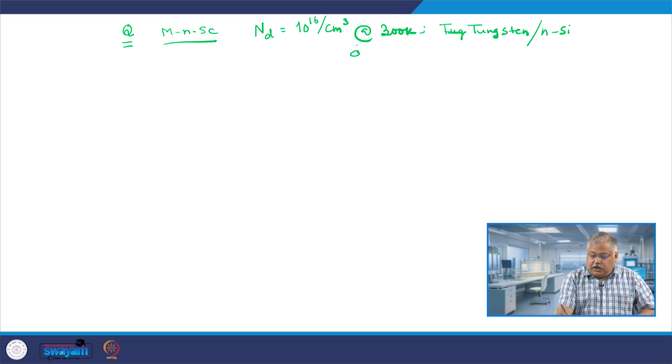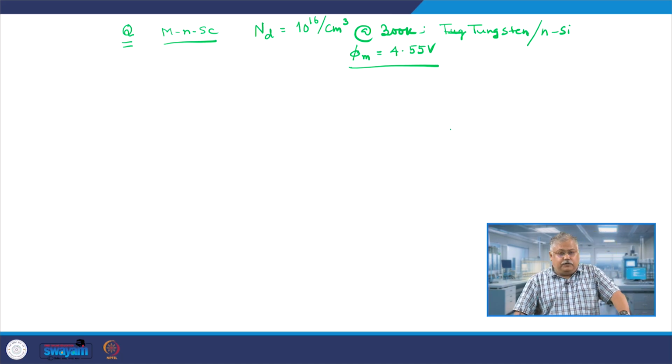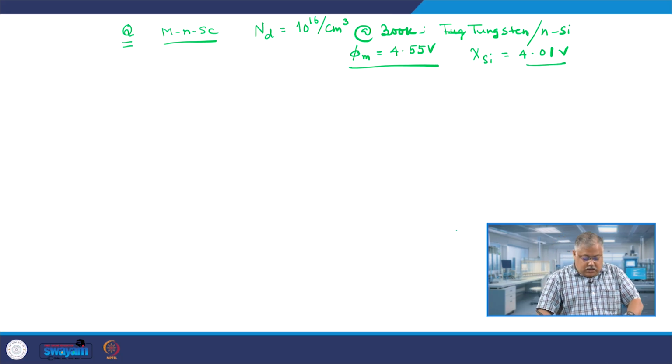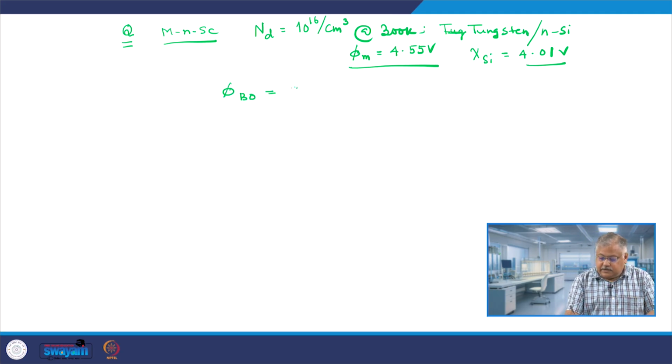We already know the work function of tungsten is 4.55 volts. This is a standard value obtained from experimental observations, and chi of silicon is approximately 4.01 volts. The question is to find the barrier height. The ideal barrier height phi b 0 can be written as phi m minus chi. So 4.55 minus 4.01 gives 0.54 volts.